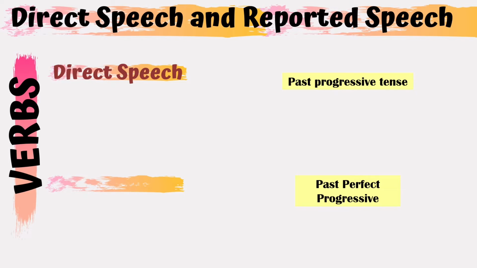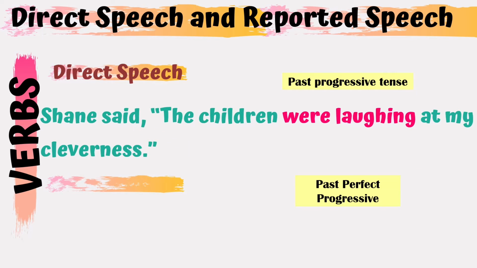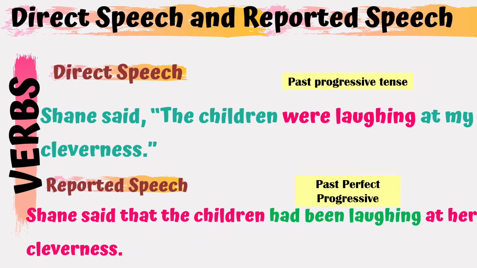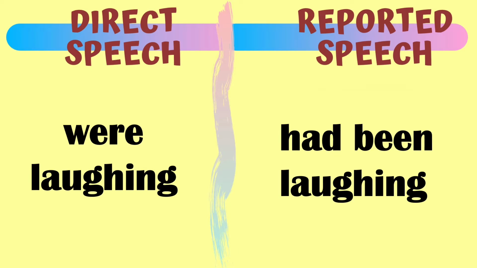If the direct speech is in the past progressive tense, like, Shane said, the children were laughing at my cleverness, the reported speech should be in the past perfect progressive. Shane said that the children had been laughing at her cleverness. The verb were laughing is changed to had been laughing.